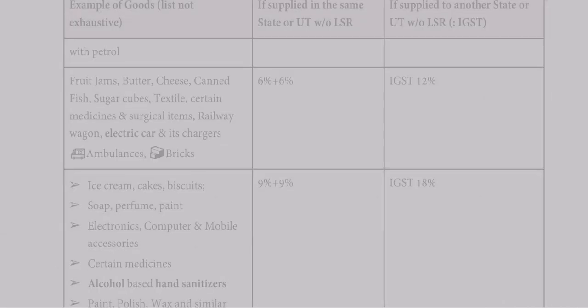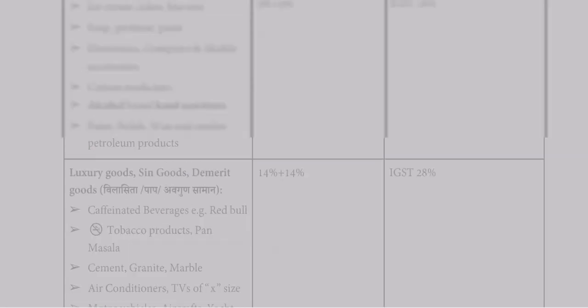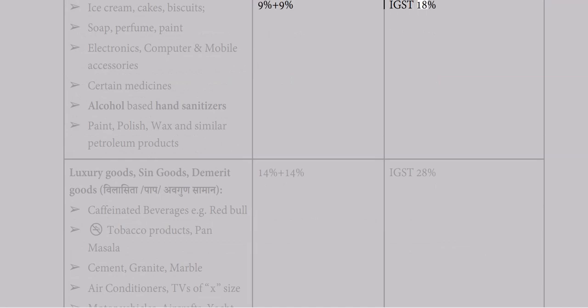Example of goods, list not exhaustive: if supplied in the same state or UT, CGST plus SGST; if supplied to another state or UT, IGST. Fruit jams, butter, cheese, canned fish, sugar cubes, textile, certain medicines and surgical items, railway wagon, electric car and its charges, ambulances, bricks. 6% plus 6%, IGST 12%. Ice cream, cakes, biscuits, soap, perfume, paint, electronics, computer and mobile accessories, certain medicines, alcohol-based hand sanitizers, polish, wax and similar petroleum products. 9% plus 9%, IGST 18%.